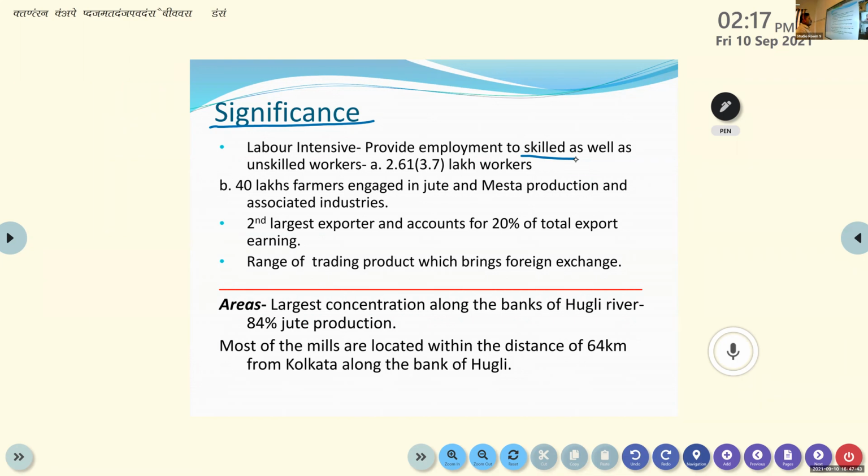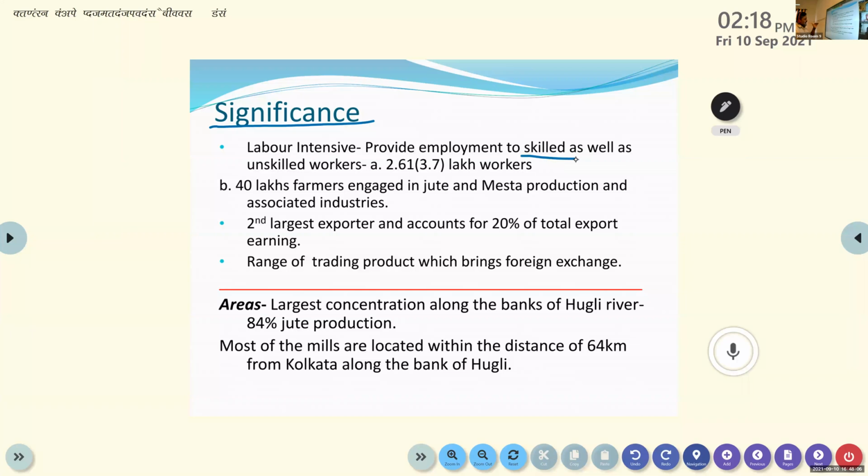Okay, so directly 2.61 lakh workers are working in this sector, I mean the jute producing sector, and 3.7 lakh workers participate indirectly in this activity. So 40 lakh farmers are engaged in jute and mesta production and associated industries.